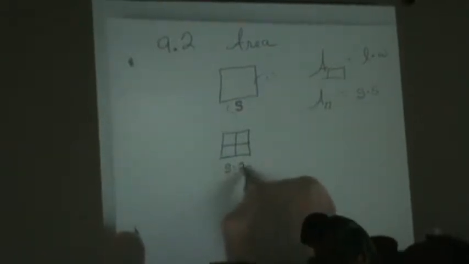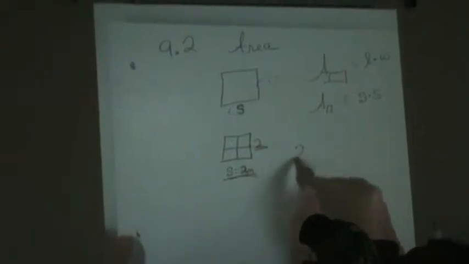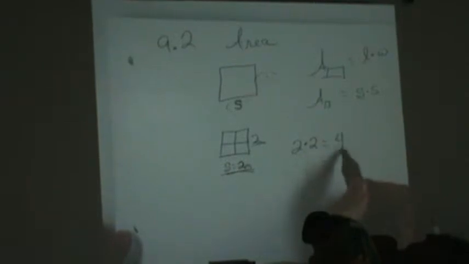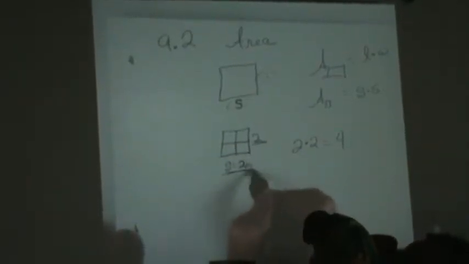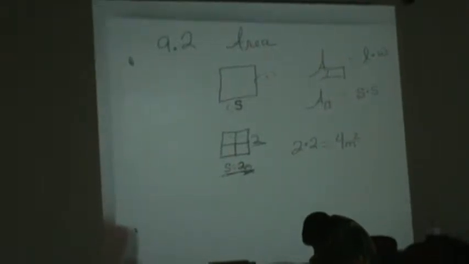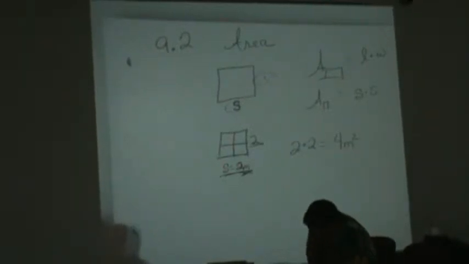If it's 2 this way and 2 this way, you multiply length times width, 2 times 2. That means you have 4 square meters in there, because this is meters. You have 4 square meters. That would be used like to tile a floor. The area of your floor would show you how many tiles you needed.